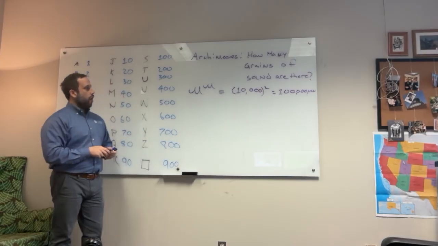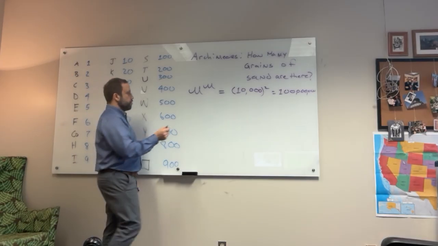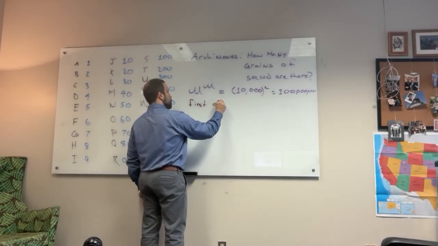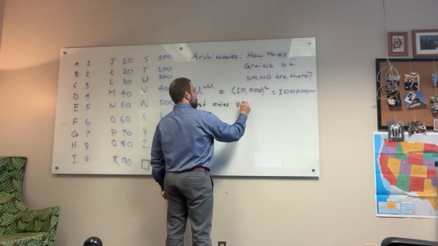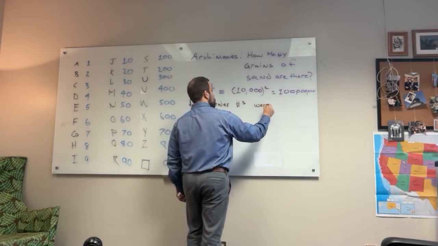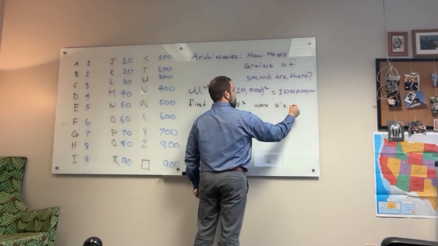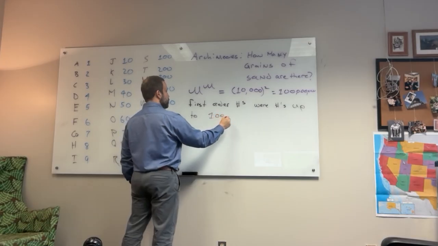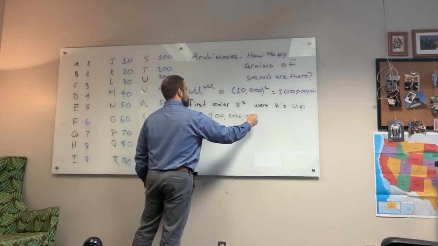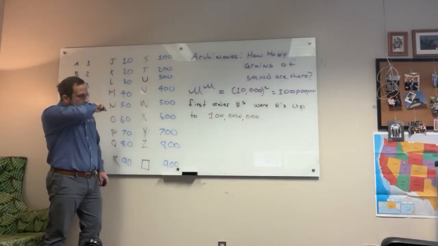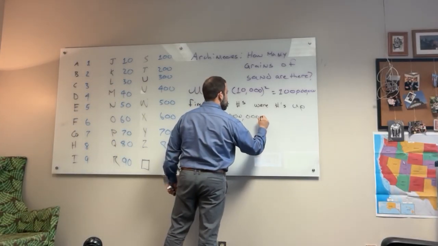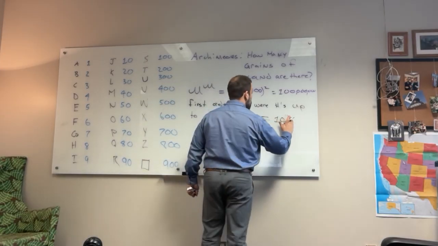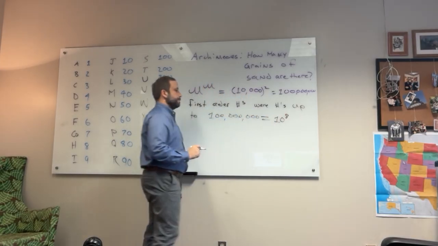Now, Archimedes called the set of first order numbers the numbers up to a myriad of myriads. In other words, all the way up to 100 million, which it's convenient to think about as 10 to the power of 8. So all of the numbers up to 10 to the power of 8.